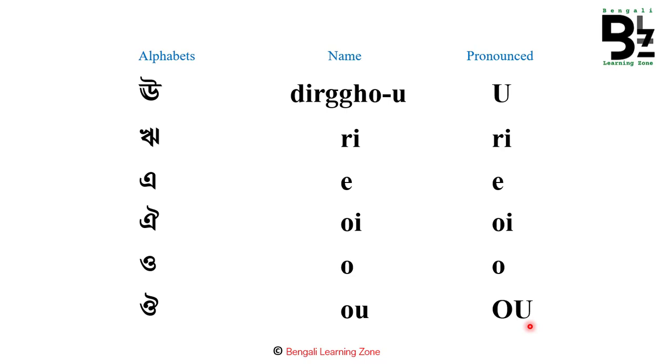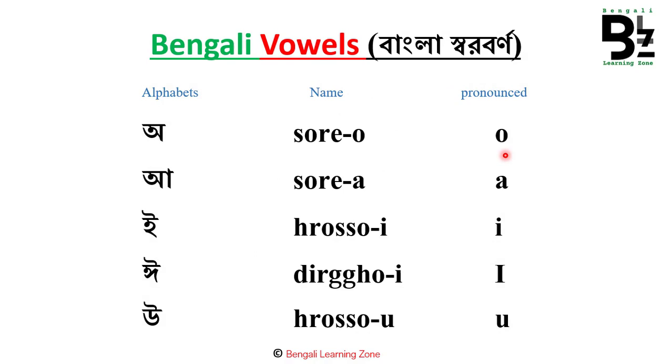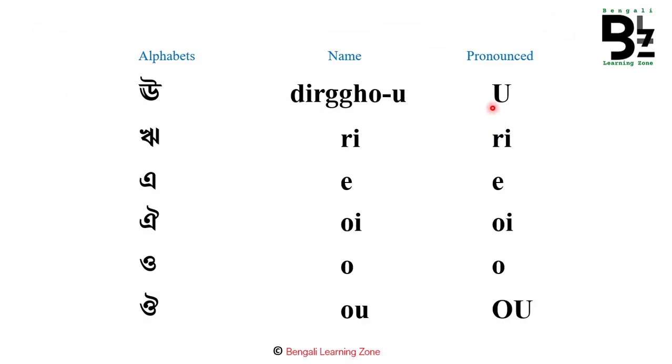So now I'm reading again. O, A, E, E, O. Here this E is a short sound and this E is a little bit long sound, and this O is a short sound. And the next page, O, this O is a little bit long sound.